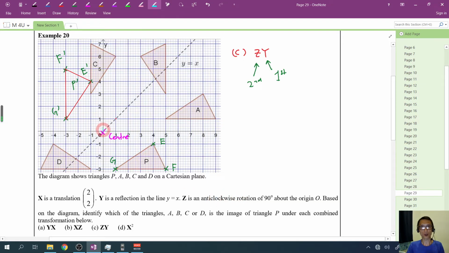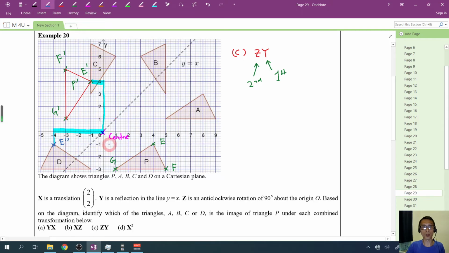Start counting from the center. 1 2 3 4, 1 4 1, remember. So I am going to rotate this L shape anti-clockwise 90 degrees. Anti-clockwise means go this way, clockwise go this way. 1 2 3 4, 4 1, 1 2 3 4 1. Okay, so this is the image of E prime.